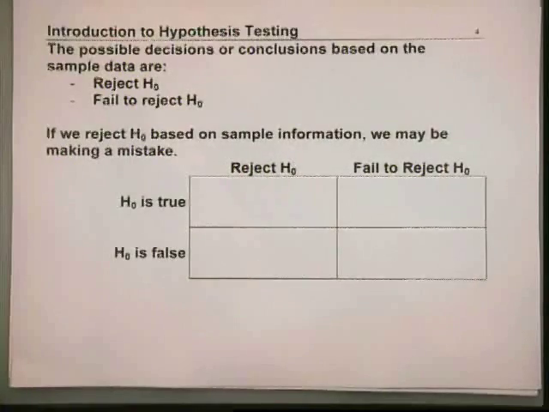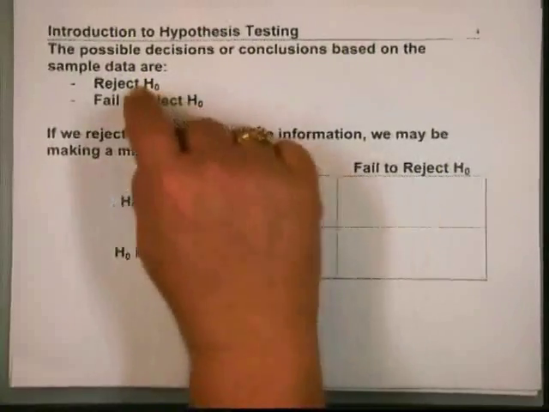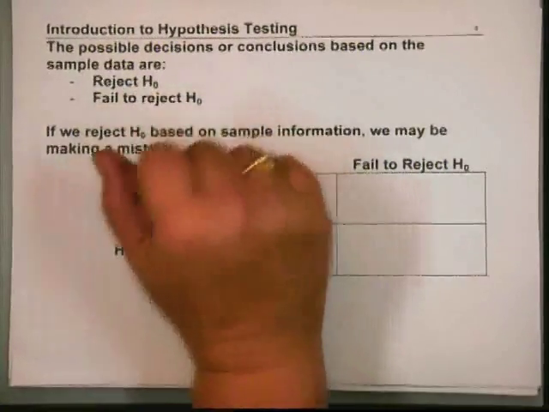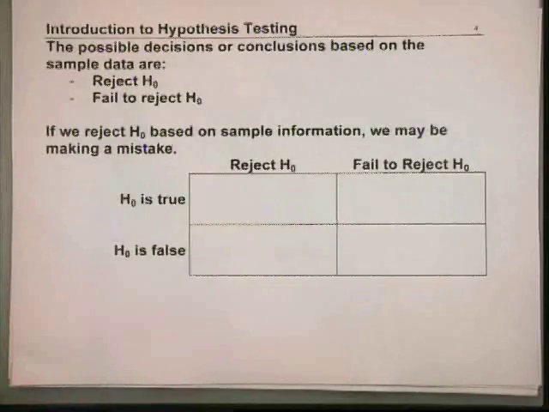All right. But we typically say this statement, though, in terms of the null hypothesis. Do we believe the null hypothesis? Or do we not believe the null hypothesis? Okay. So, if we reject the null hypothesis based on sample information, we may be making a mistake. We may be making the right decision. So when does that happen?